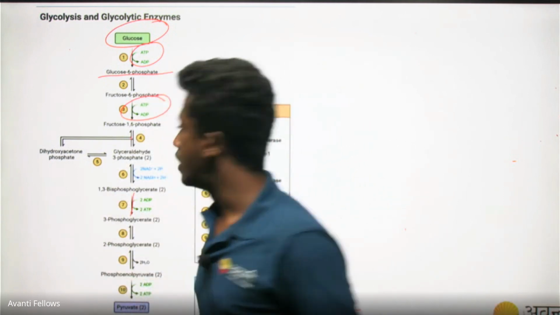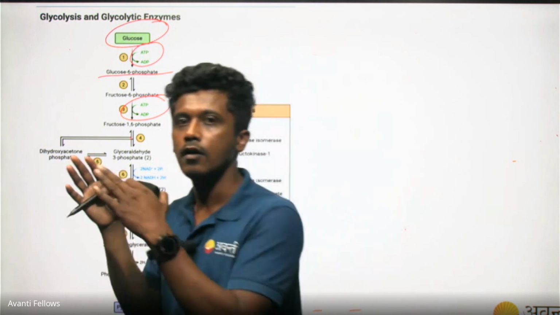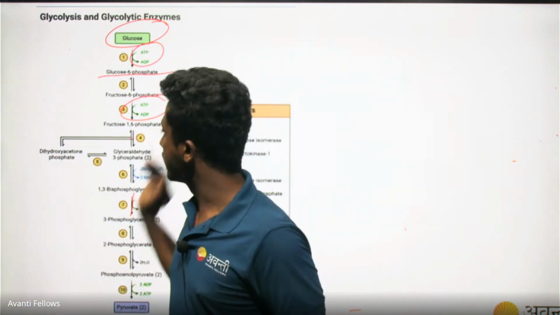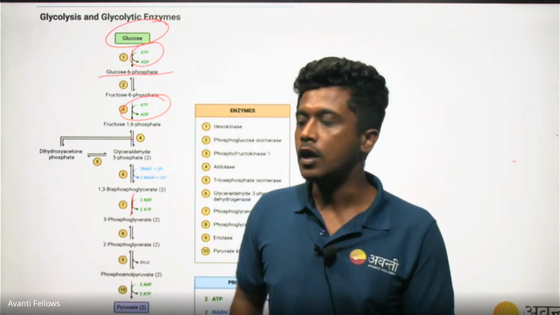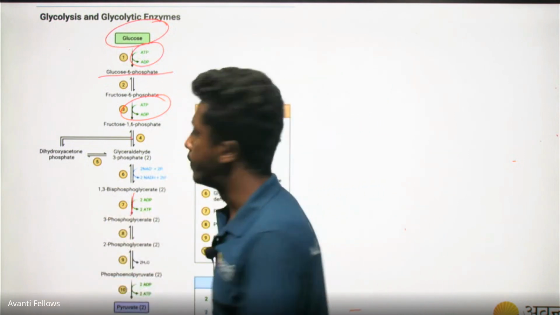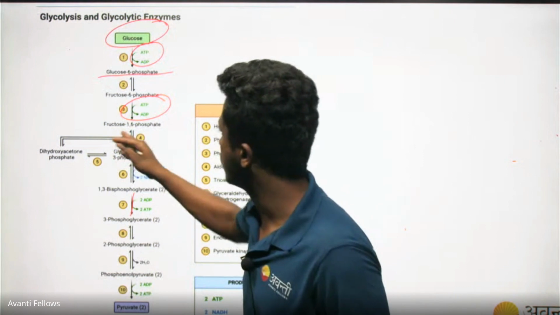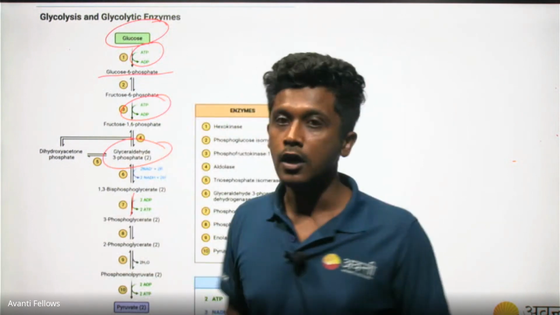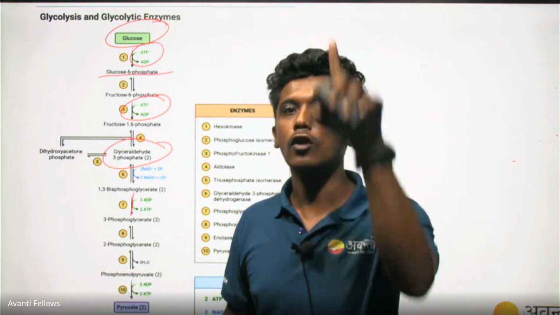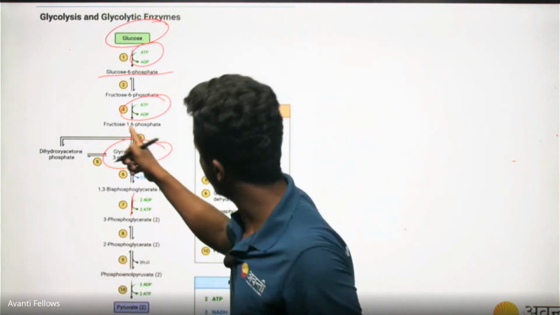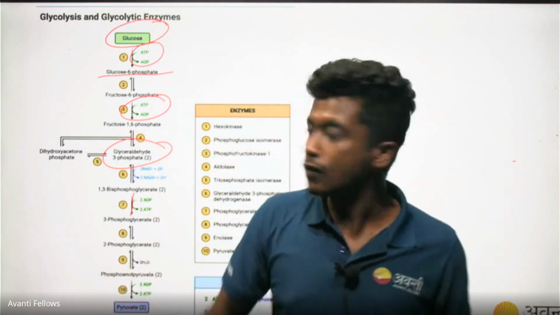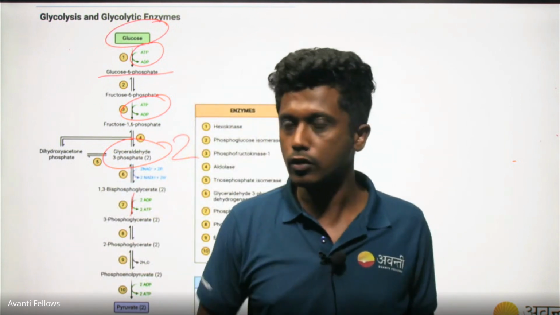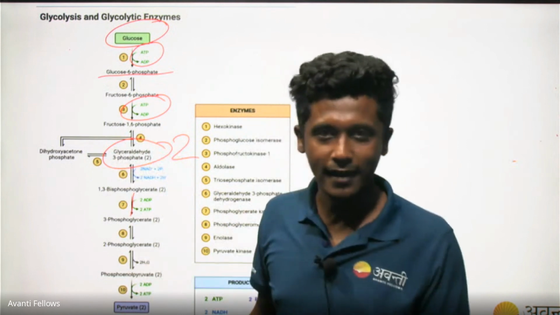Now, what happens? Fructose 1,6-bisphosphate can be broken down into 3-carbon containing molecules. So what do we get when we break down fructose 1,6-bisphosphate? We get glyceraldehyde 3-phosphate. So if I break one molecule of fructose 1,6-bisphosphate, how many molecules of glyceraldehyde 3-phosphate do I get? Two molecules of glyceraldehyde 3-phosphate I get. Correct, right?